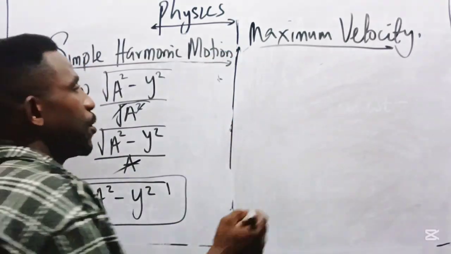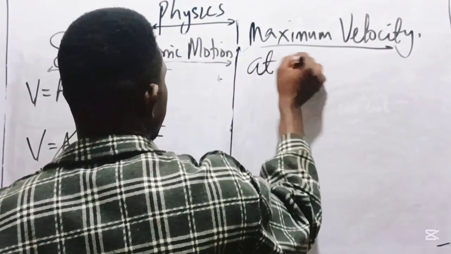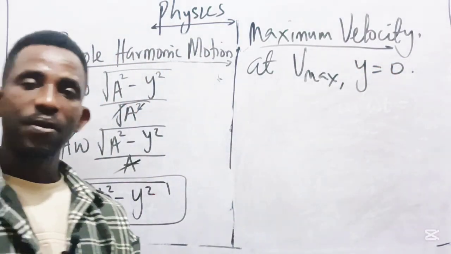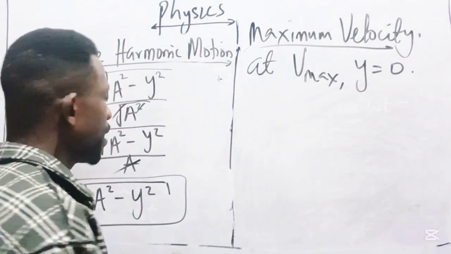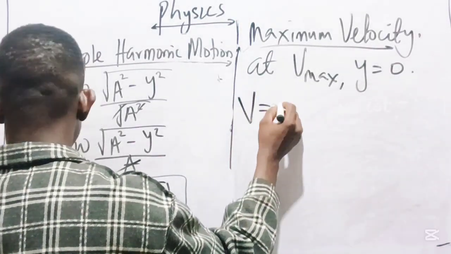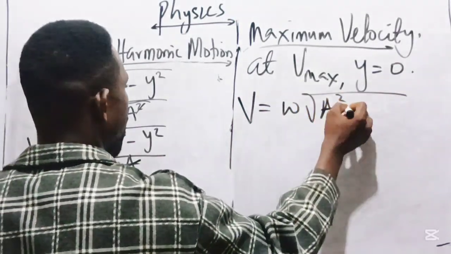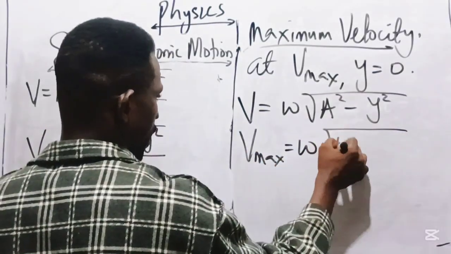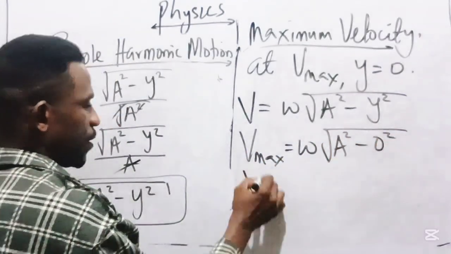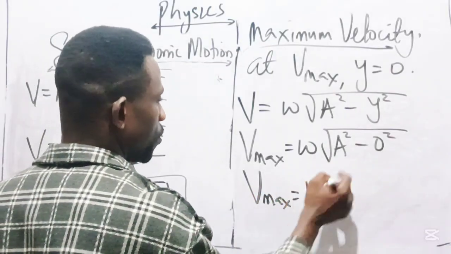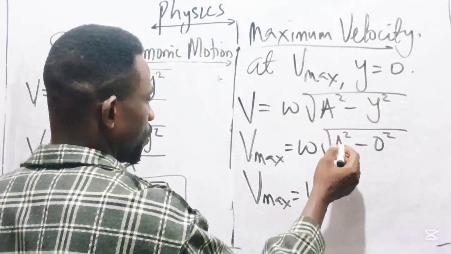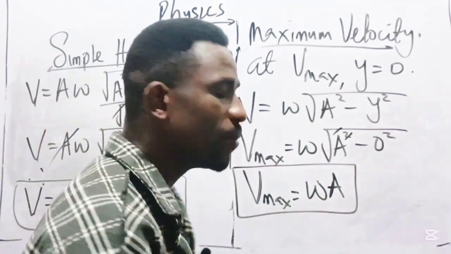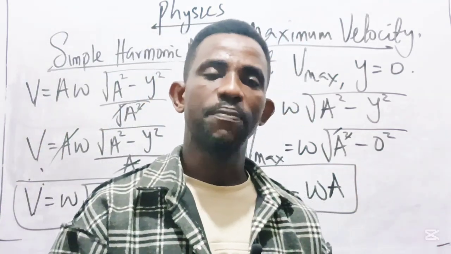Now, maximum velocity can be obtained from where? At v max, y is equal to 0. Displacement is 0 at maximum velocity. So if at maximum velocity displacement is 0, from the velocity of a body exhibiting simple harmonic motion, v max can be obtained from there. We have square root of a squared minus 0 squared. So that we have v max is equal to w square root of a squared minus 0, which is a squared. Square root of a squared, this cancels out this, we have a. So this is the maximum velocity of a body exhibiting simple harmonic motion.